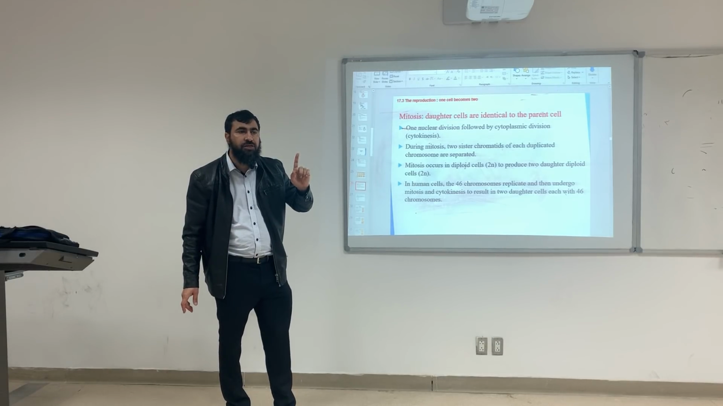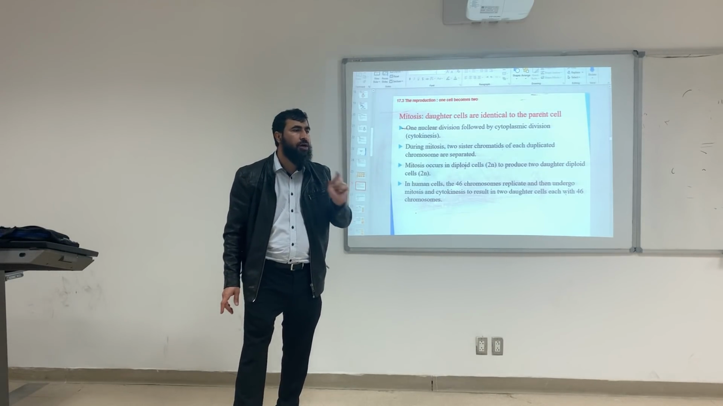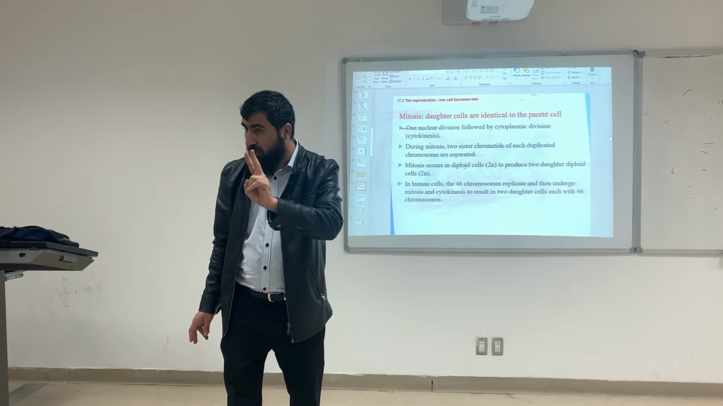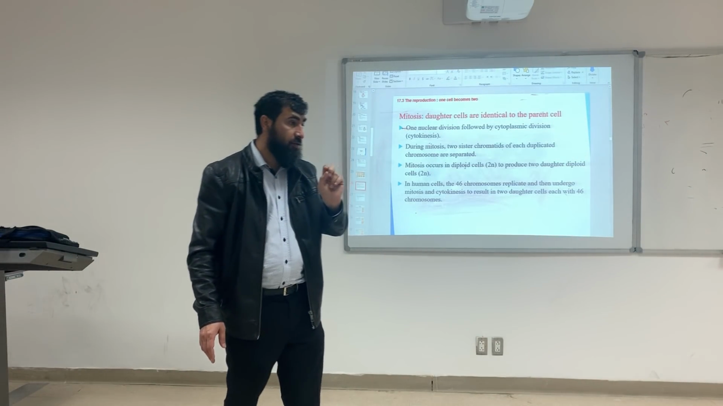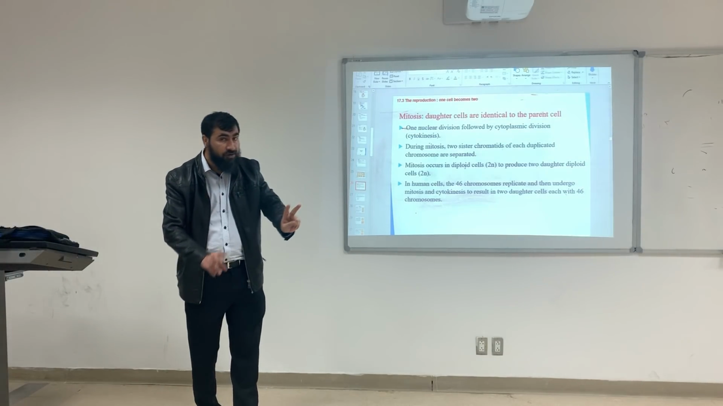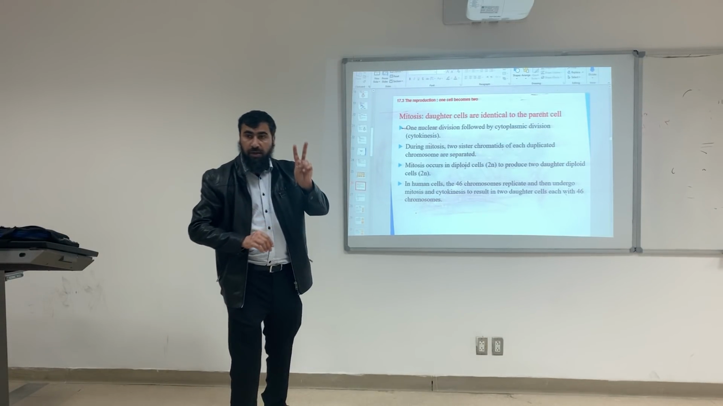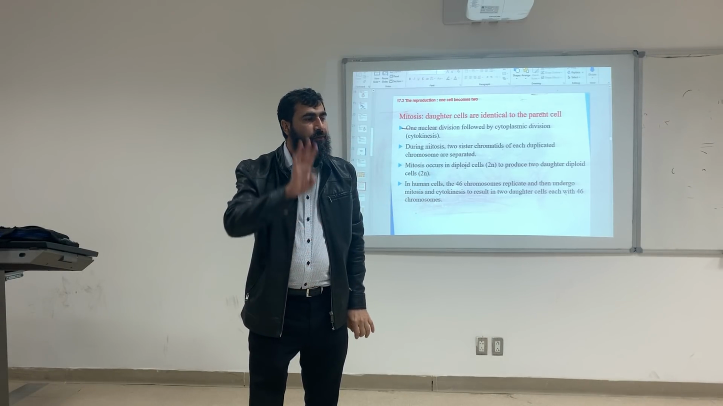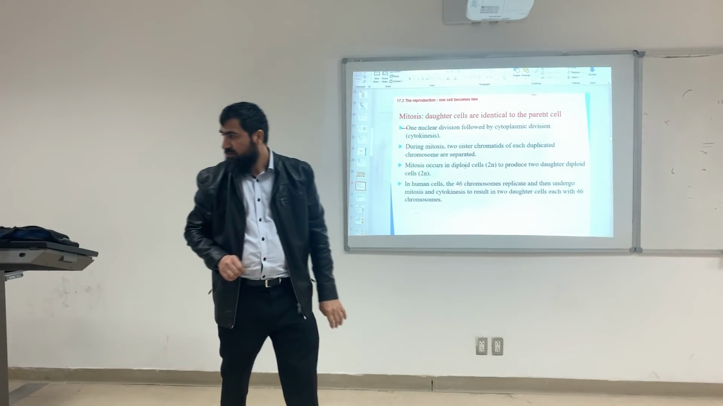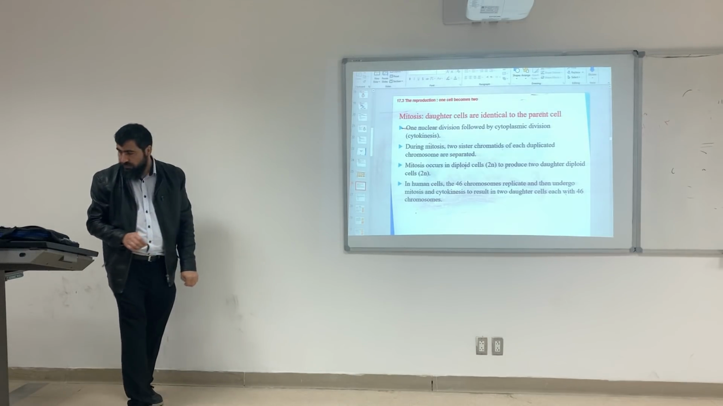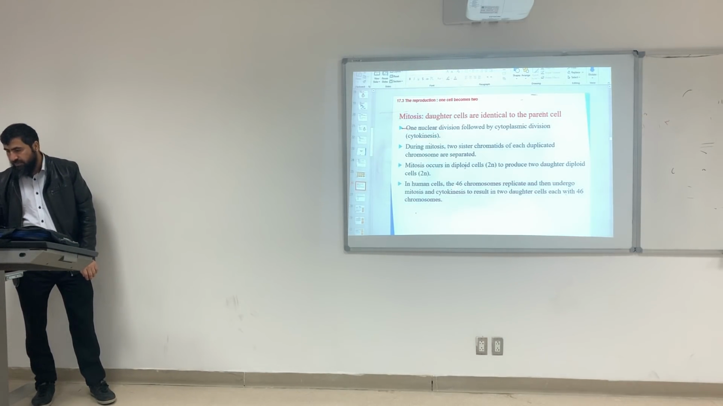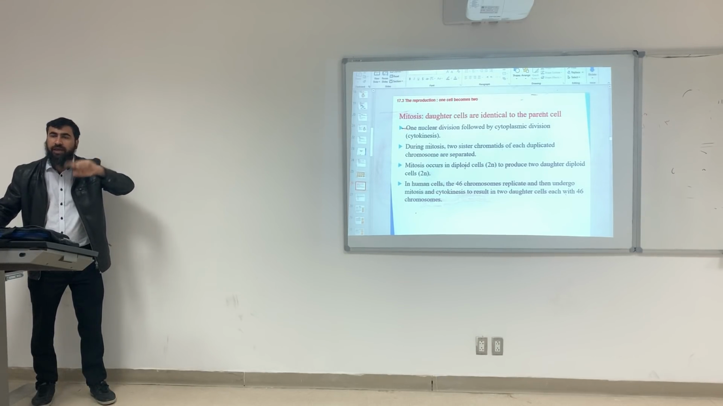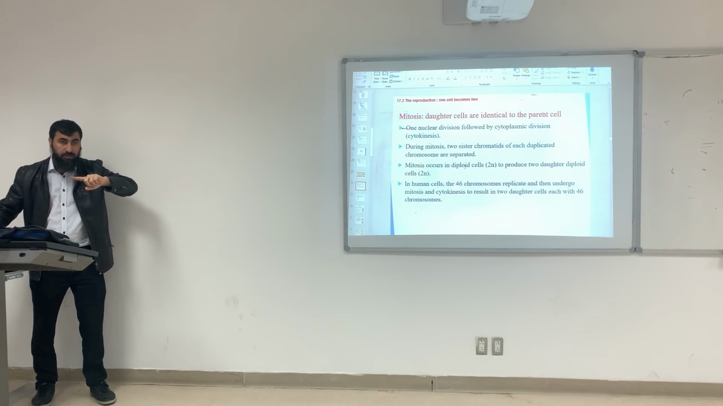In mitosis, do you get identical cells or non-identical? How many? Two identical cells. Okay? Don't forget that. The difference between meiosis and mitosis. Mitosis, two identical cells. Meiosis, four non-identical cells. Okay? And we start with diploid, we end up with diploid.